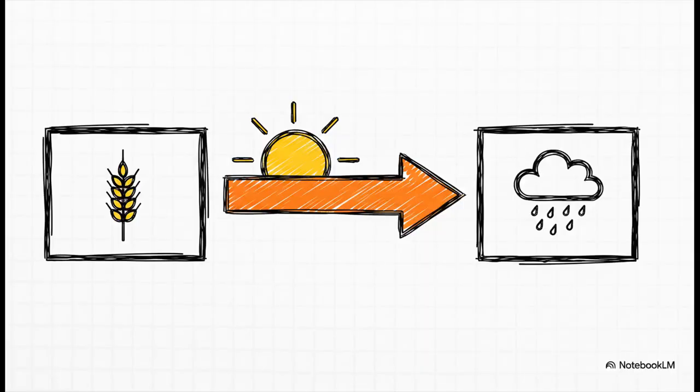So where does this Zaid season fit in? Well, it slots perfectly into that gap between the Rabi harvest, which is around April, and the start of the Kharif sowing in June or July. It takes advantage of that brief, hot, dry summer period to grow some very specific, fast-growing crops.